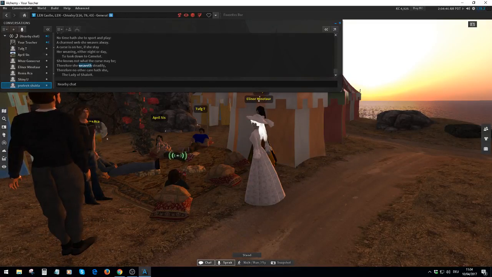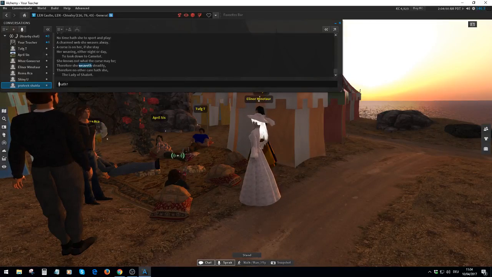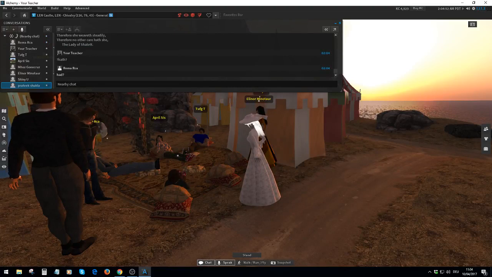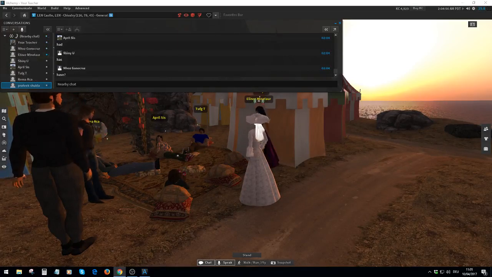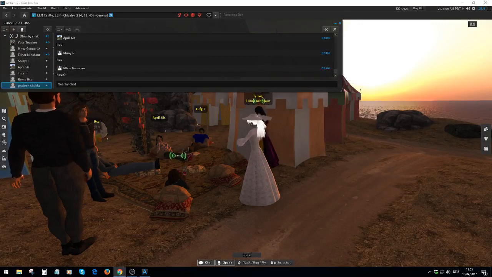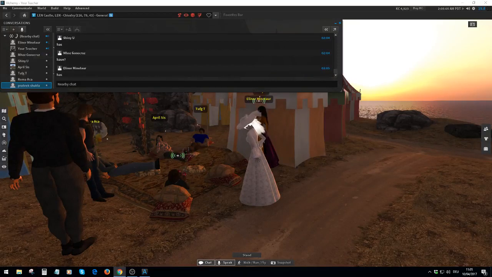And just to check, hath, anybody know what hath means? Has. Depending on how it goes in, in this case it's she has. So she hath. Hath is has.